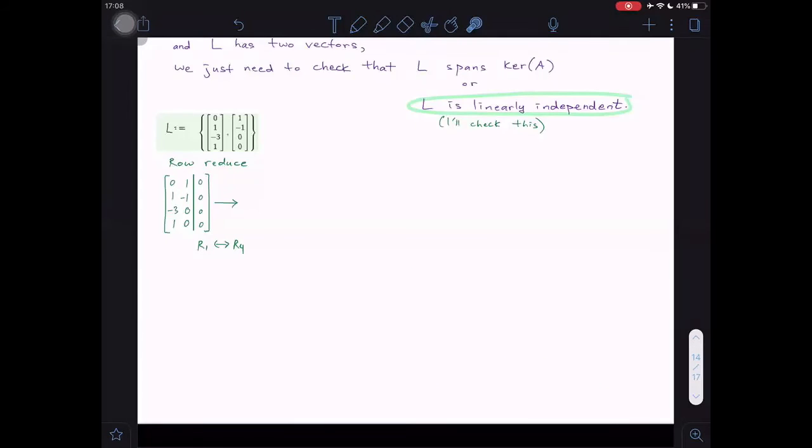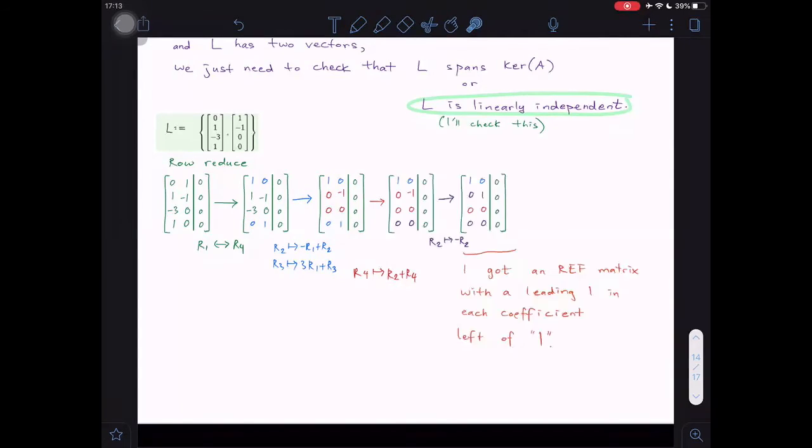I take the concatenation of the two vectors in L and row reduce. First, I will swap the first row and the fourth row. And then I will turn all of the entries below this entry to 0. Next, I see that this entry can be turned into a leading one. So I will turn all of the entries below to 0. I got an REF matrix with a leading one in each column left of the vertical line. This shows that L is linearly independent.